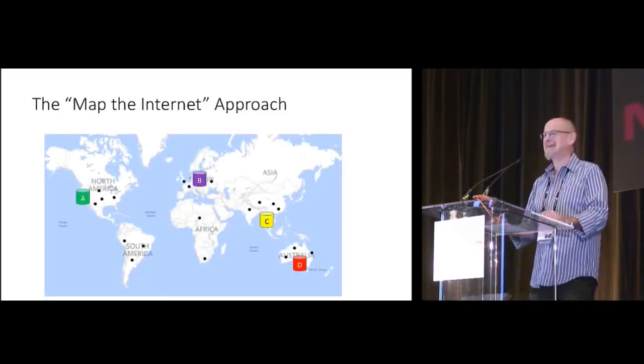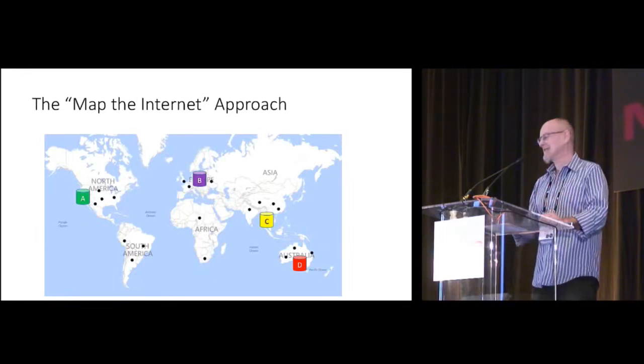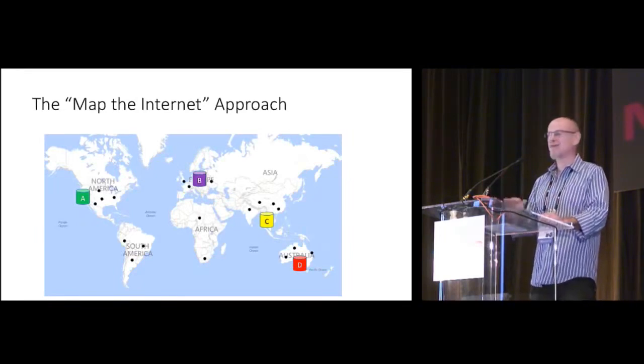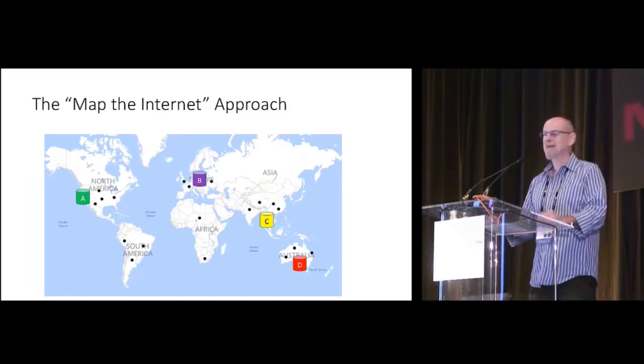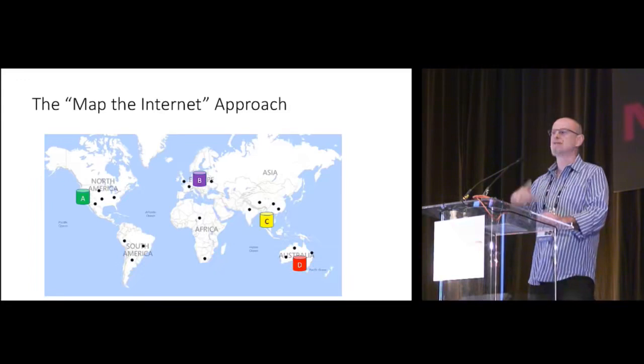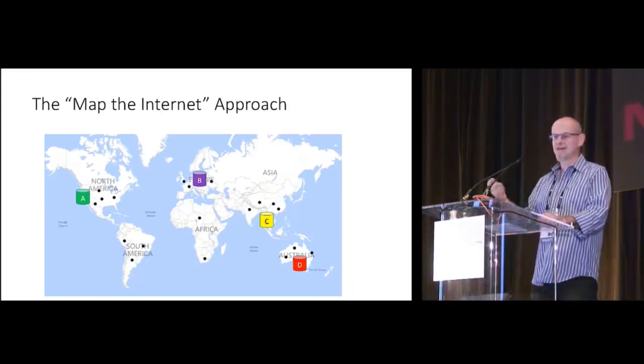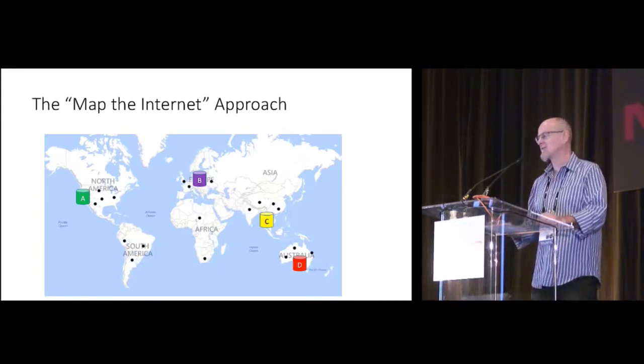So with the map the internet approach, say you have, here's our example, you have 4 data centers around the world. Let's call them A, B, C, and D, creative naming, and a set of distributed users. And what you want to do is figure out how to get each user to the closest data center to them, because that will give them the best performance.